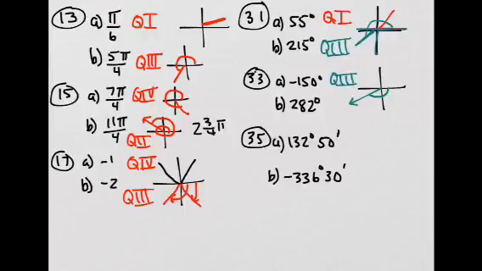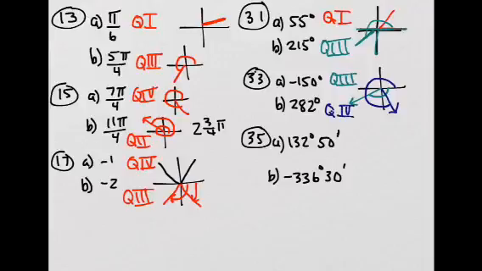And 282, that one's going in the positive direction, so we're going counterclockwise. So this is 270, so 282 is just a little bit more, so that would be right here. So that's quadrant 4. Oops, not 5, sorry. Quadrant 4, so right here.